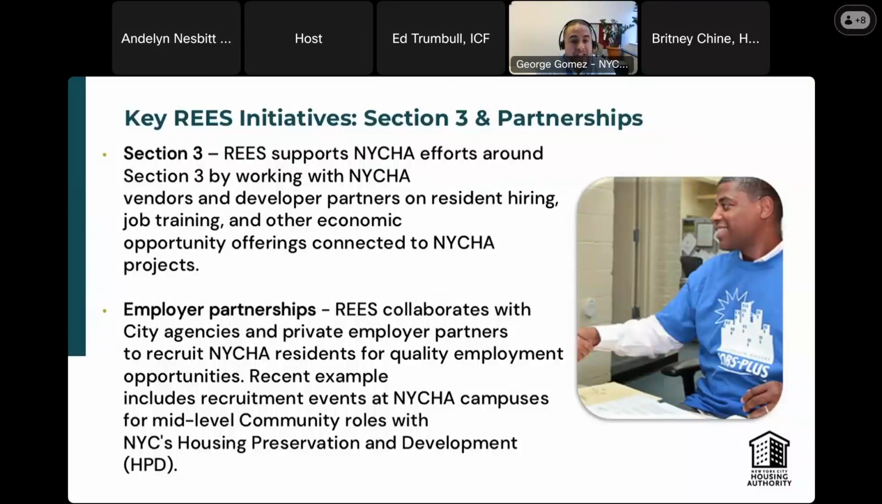As it relates to employer partnerships, again, REES collaborates with city agencies and private employers to connect residents to employment. One example includes recruitment events that we have done at NYCHA campuses for mid-level community roles with another city agency, the New York City Housing Preservation and Development, also known as HPD. Next slide, please.